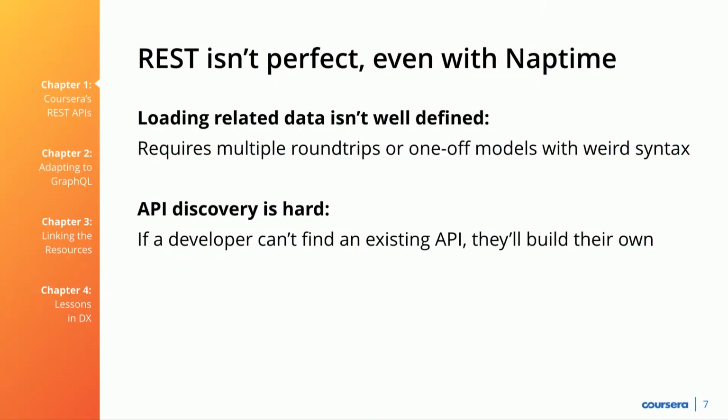Another problem is API discovery is really hard. So you build an API, you think it's really cool, you give it to the developer that's building a product. But 3 months later, if another developer on another team needs to use that same API, if they can't find it, they won't know that it's there, and they'll go ask another backend developer to build that API. So we've had a couple cases where we have multiple APIs serving the exact same data, just with different names, because the developer didn't know about it.